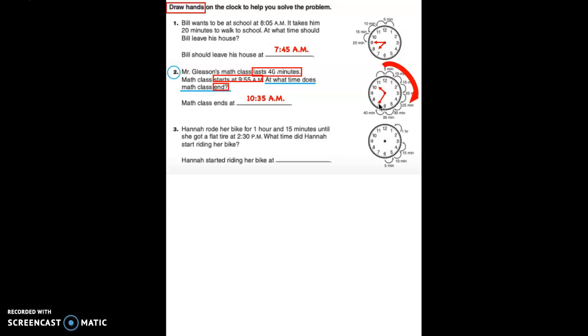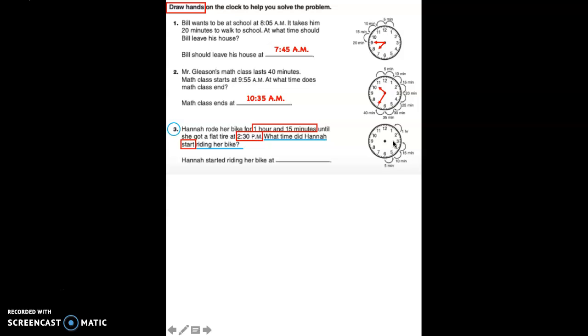Let's try one more. Number 3. Hannah rode her bike for 1 hour and 15 minutes until she got a flat tire at 2:30 p.m. What time did Hannah start riding her bike? So, we need to find out what time she started. Her start time. We know she finished at 2:30 p.m. and it took her 1 hour and 15 minutes.